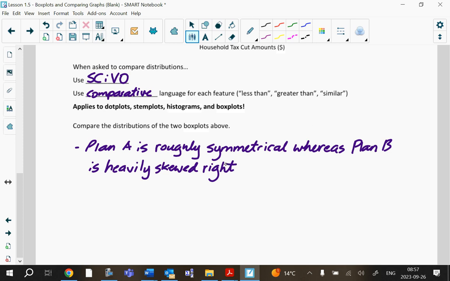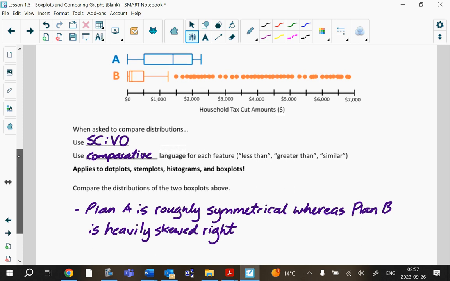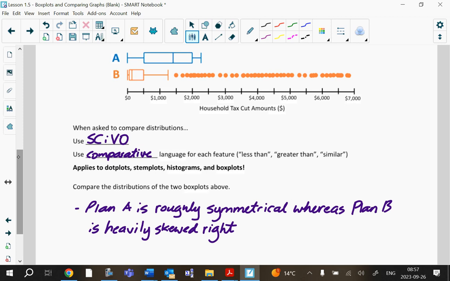Center. Well, because we're dealing with box plots, we're dealing with the median. And we can actually get values for the medians of both of these plans. Not perfect, but close. So you've got to use the horizontal axis. You've got to find the median bar in A. And what would it be about the median? Yeah, that sounds about right. About 1,400.